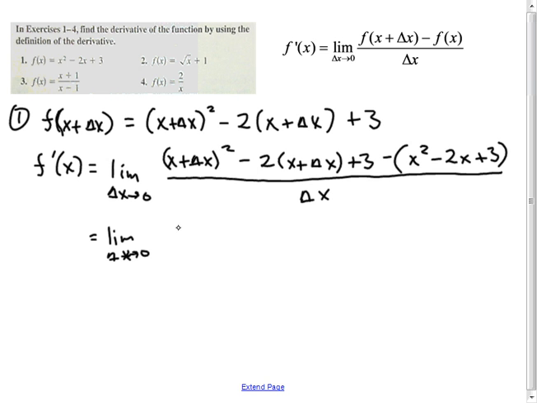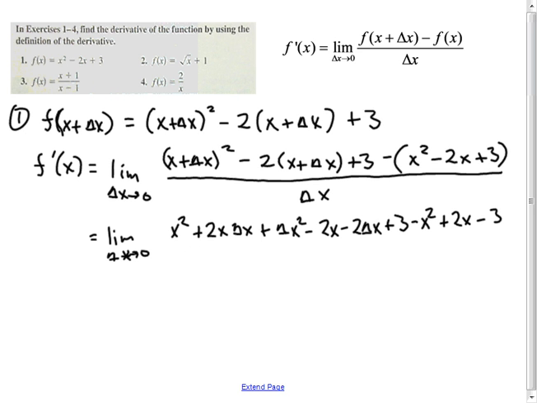When I square this binomial, I get x squared plus 2x times delta x plus delta x squared. Let me distribute the 2 here, minus 2x minus 2 delta x. Still have the plus 3. Then I'll distribute my minus sign into the parentheses, minus x squared, then plus 2x, and minus 3. And that's still all over delta x. We haven't done anything with the denominator.